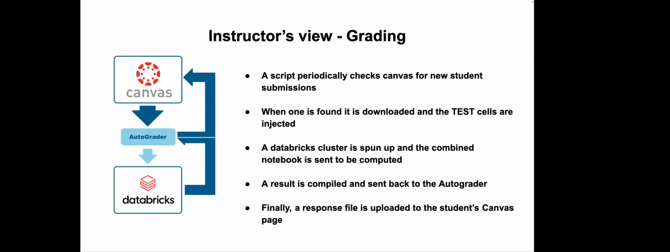It's computed as a job. We download it, again convert it to JSON format, and remove the content of the test cells where we just keep the points that they acquired. And we write a response file to the student's Canvas, the HTML file that we mentioned earlier.